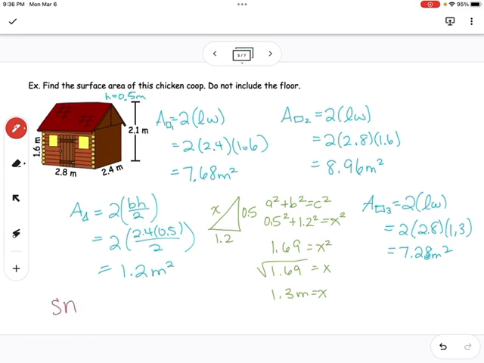Finding the total surface area, we are adding all of the areas we found together. So 7.68 plus 8.96 plus 1.2 plus 7.28. And we get 25.12 meters squared as the surface area of the chicken coop.